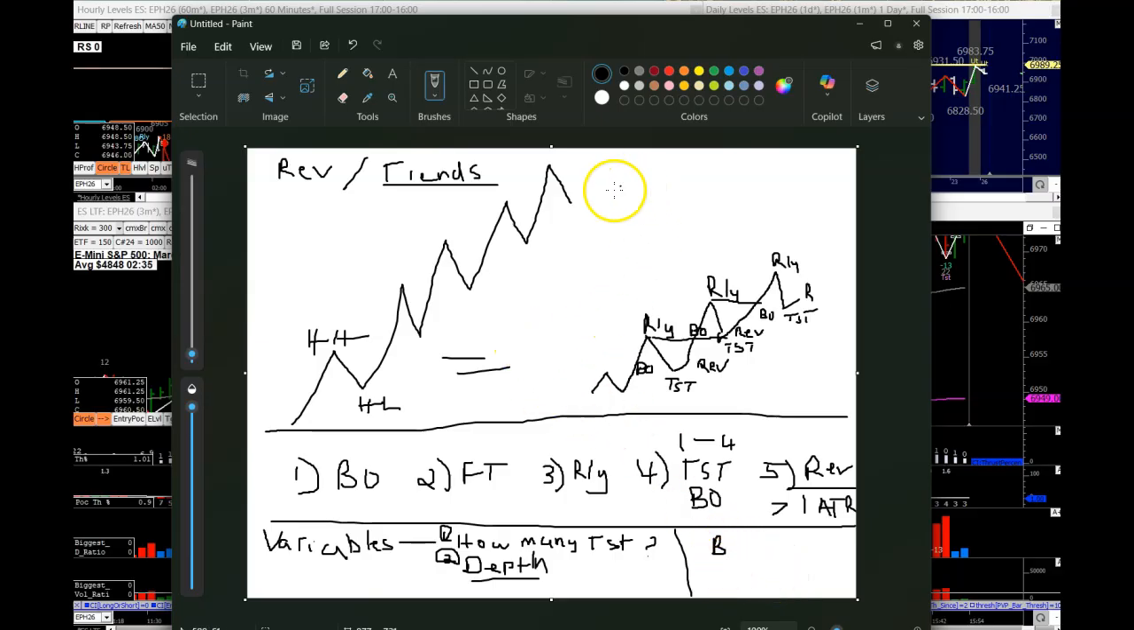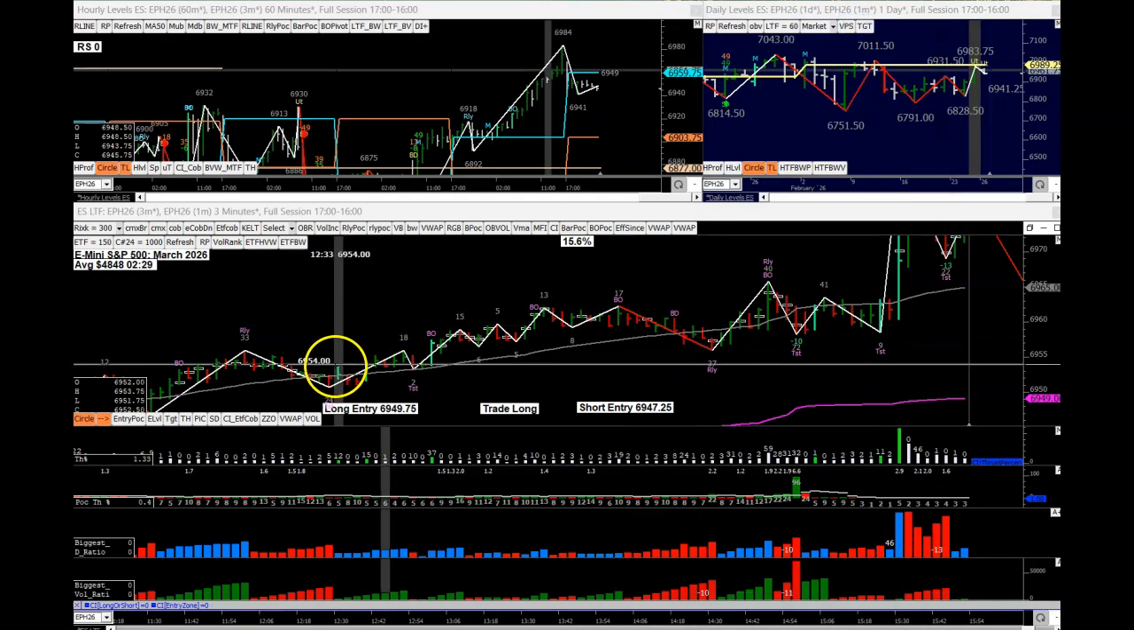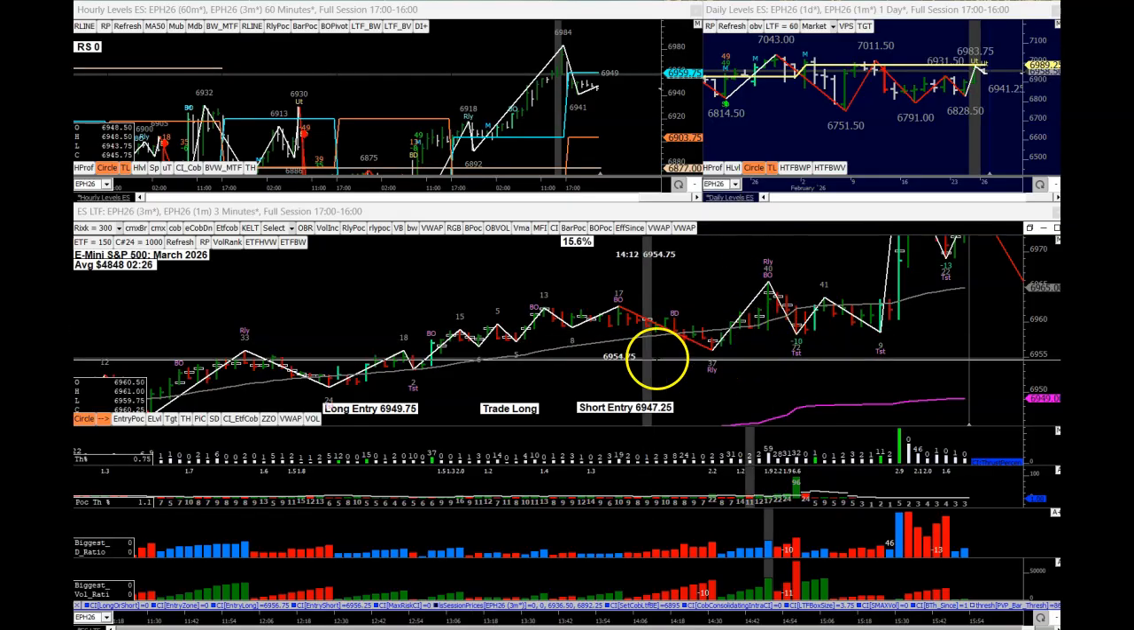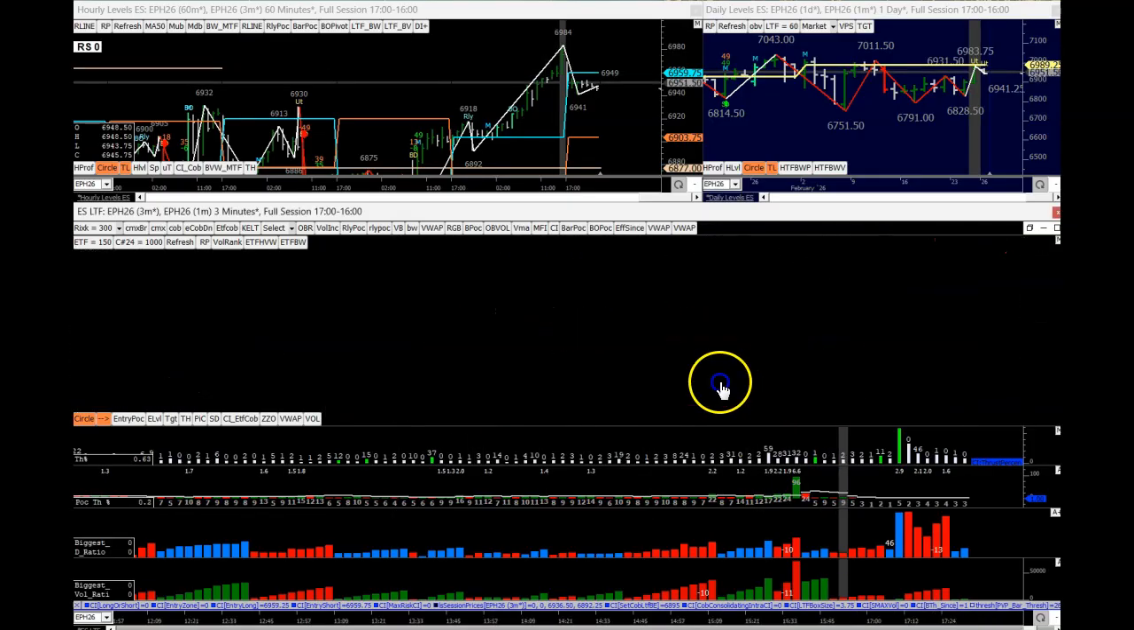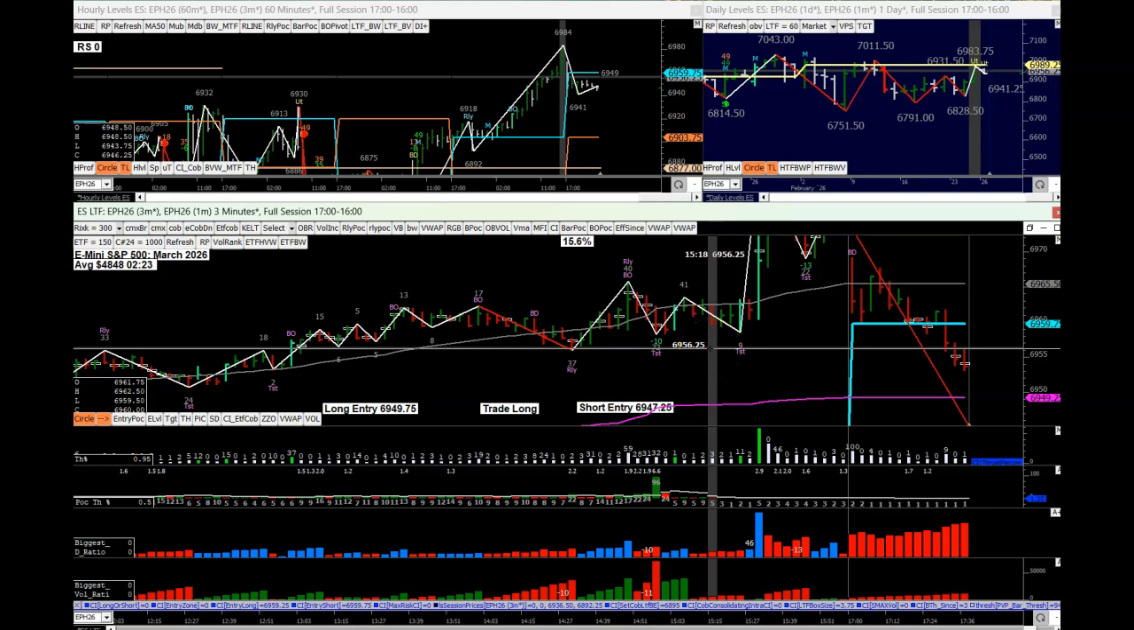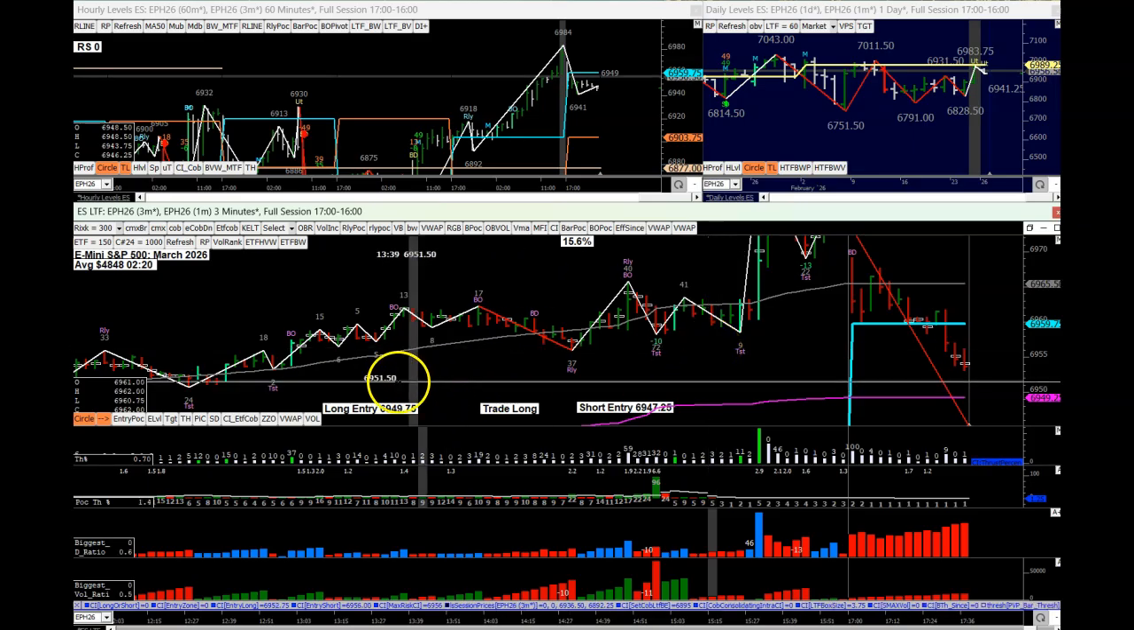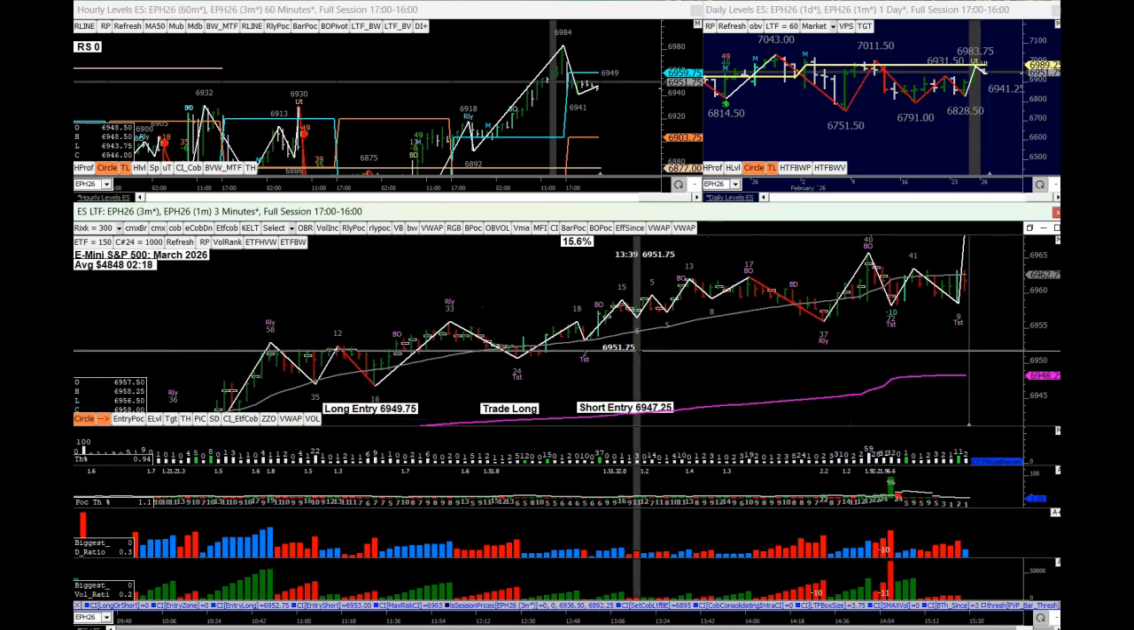Right? So this is one easy way to read an uptrend. Uptrend reading. If it's sideways, it's not going to work. But if it's uptrending, it will work.